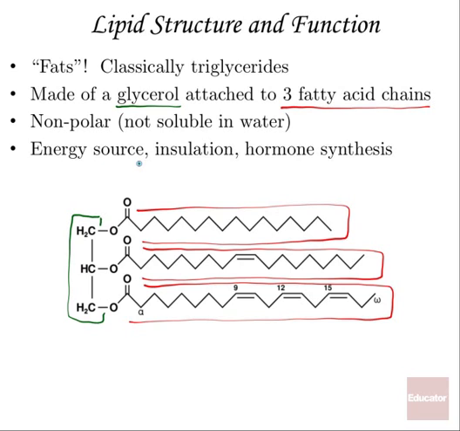Per gram, you can get more ATP out of it than sugars, actually. Insulation: think about all the lipids under your skin, at the lowest or deepest parts of your integumentary system. It's a cushioning, it's also insulatory in terms of helping to keep you warm. And then hormone synthesis. There are some hormones you would not be able to make without fat in your body.